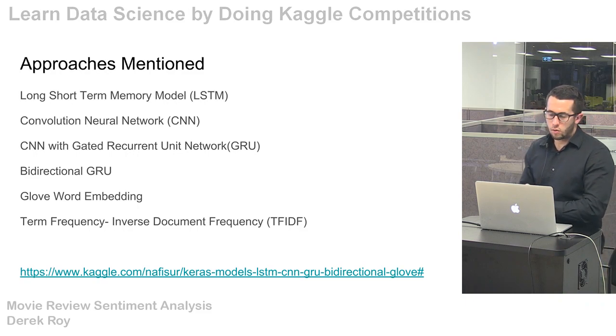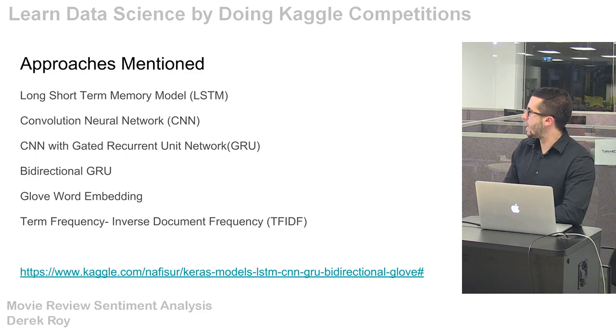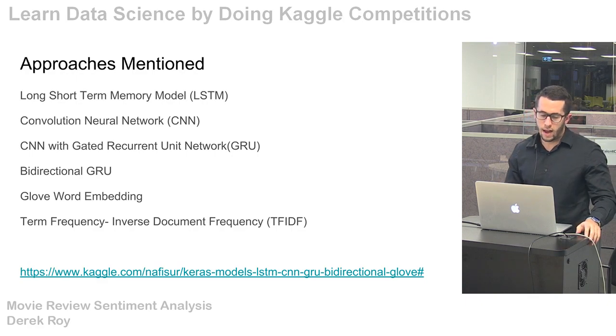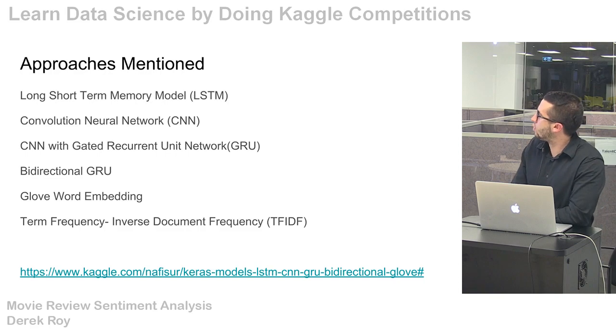All right, so here were some of the approaches that we will cover and were covered in some of the kernels that I did read. We have LSTM, or a long short-term memory model. This is a recurrent neural network that classifies clusters or makes predictions about data like text or time series. So this would be a good choice for text.